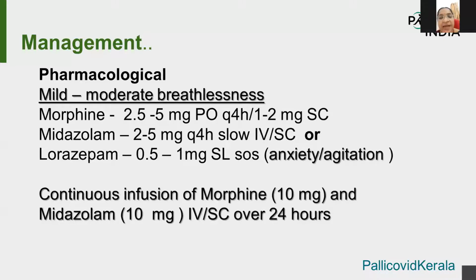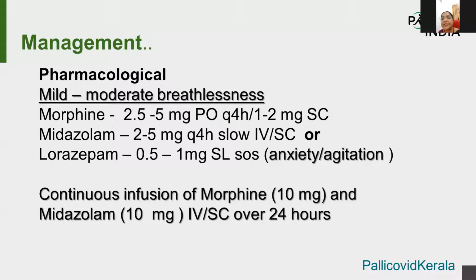So the medicines that we use are morphine and midazolam, because there is a lot of anxiety contributing to breathlessness. Morphine, 2.5 to 5 milligram per oral every 4 hours. Midazolam, 2 to 5 milligram every 4 hours, slow IV or subcutaneous. Or lorazepam, 0.5 to 1 milligram sublingual SOS can be given. Continuous infusion of morphine 10 milligram and midazolam 10 milligram intravenous or subcutaneous over 24 hours can also be started in these patients.